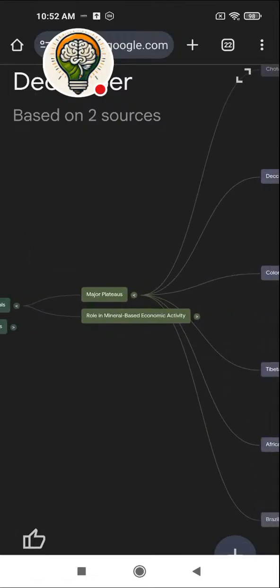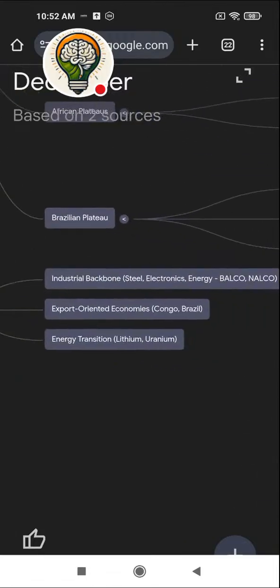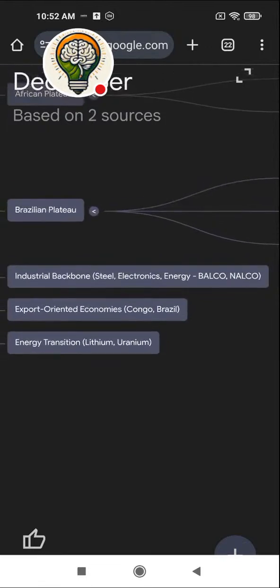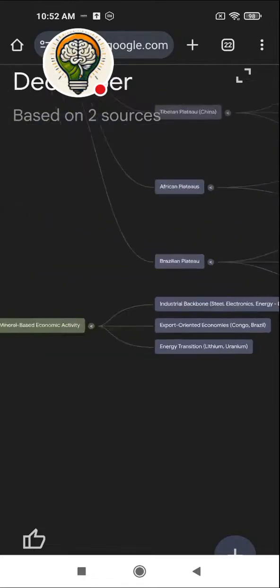Then the role of mineral-based economic activity. So industrial backbone, steel, electronics, energy, BALCO, NALCO, export-oriented economics, Congo and Brazil, and transition in lithium and uranium.